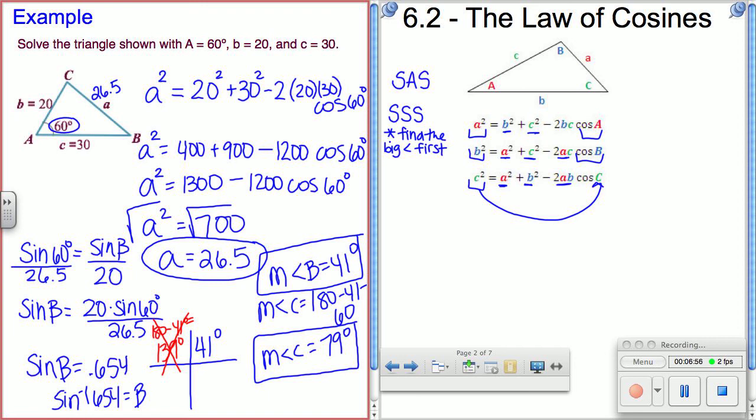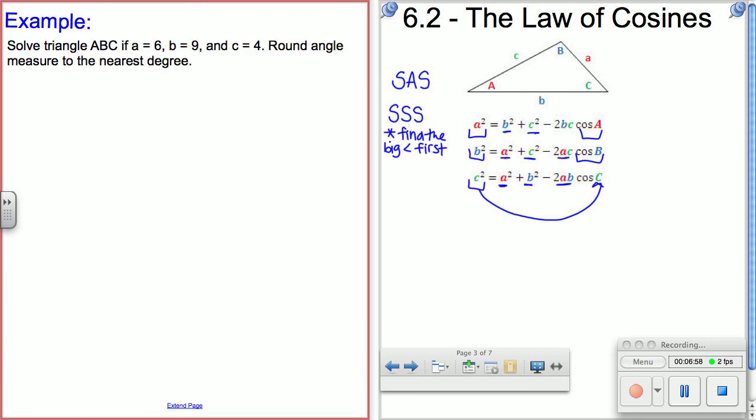Let's go ahead and take a look at another example. Solve triangle ABC if A equals 6, B equals 9, and C equals 4. So here is an example of side, side, side, where we're given the three sides. The first thing we'd want to do is draw a picture. So A, B, C. Across from A, I'm going to put a 6, across from B, a 9, and across from C, a 4.